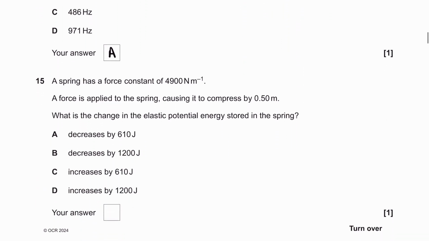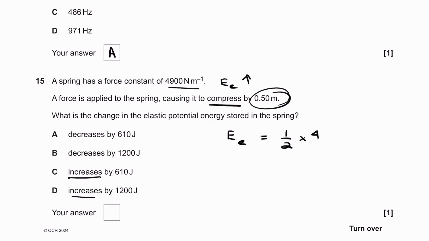Right, question number 15. So we've been given a spring which has a force constant of 4900 Newton per meter, and a force is applied to the spring causing it to compress. That means its elastic potential energy is increasing. And what is the change in the elastic potential energy stored in the spring? We can work that out quite easily. So we know it's either C or D. So half times 4900 times 0.5 squared. And that gives me C as the answer.